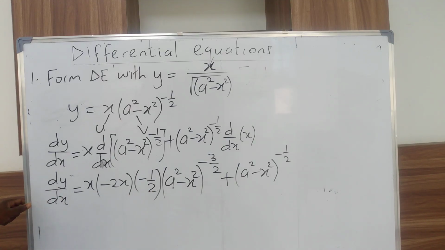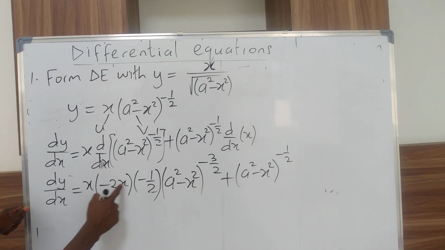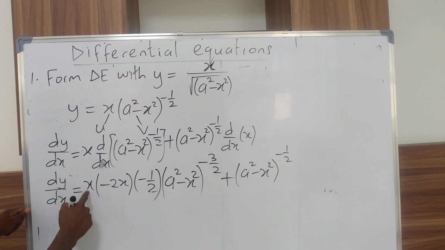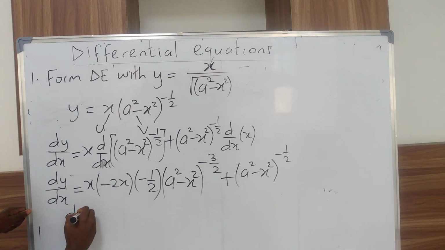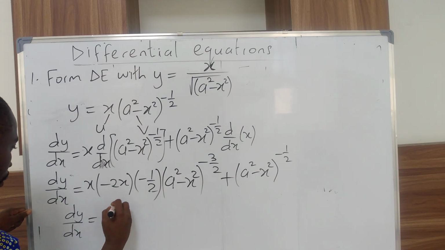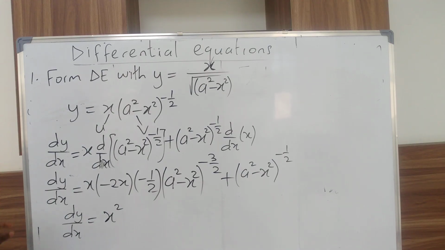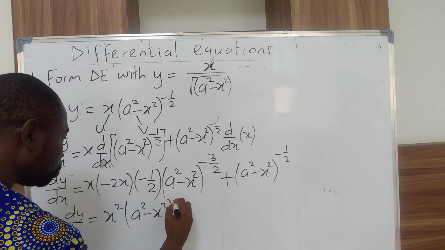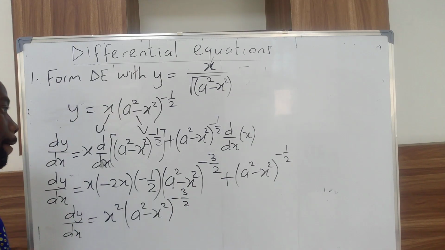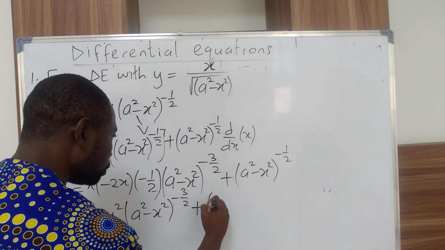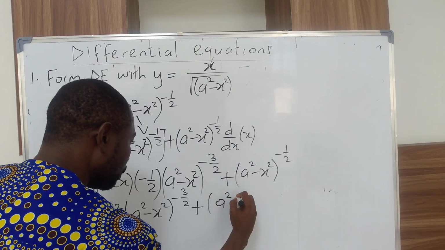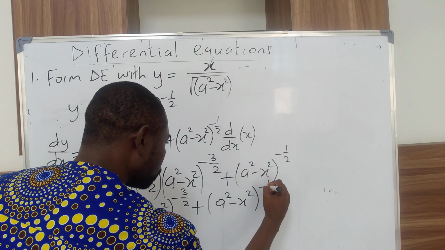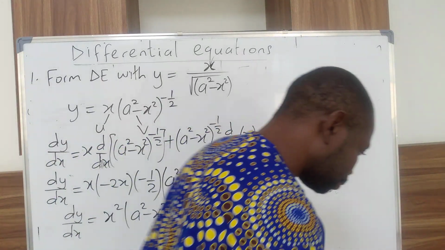2 cancels 2, minus times minus is plus, then x times x, so this will give me dy/dx is equal to, 2 cancels 2, so you have x squared into (a squared minus x squared) to the power minus 3 over 2, then plus (a squared minus x squared) to the power minus half. Okay?